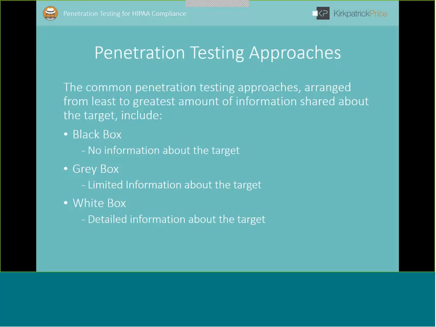So as we move on, the gray box is where you start to get a little bit more information. And this is actually the most common approach that Kirkpatrick Price takes. Gray box is limited information. So we don't know every control that you have in place. We don't know every system that's in your environment, but we try to gather as much information as we can to improve the efficiency of testing.